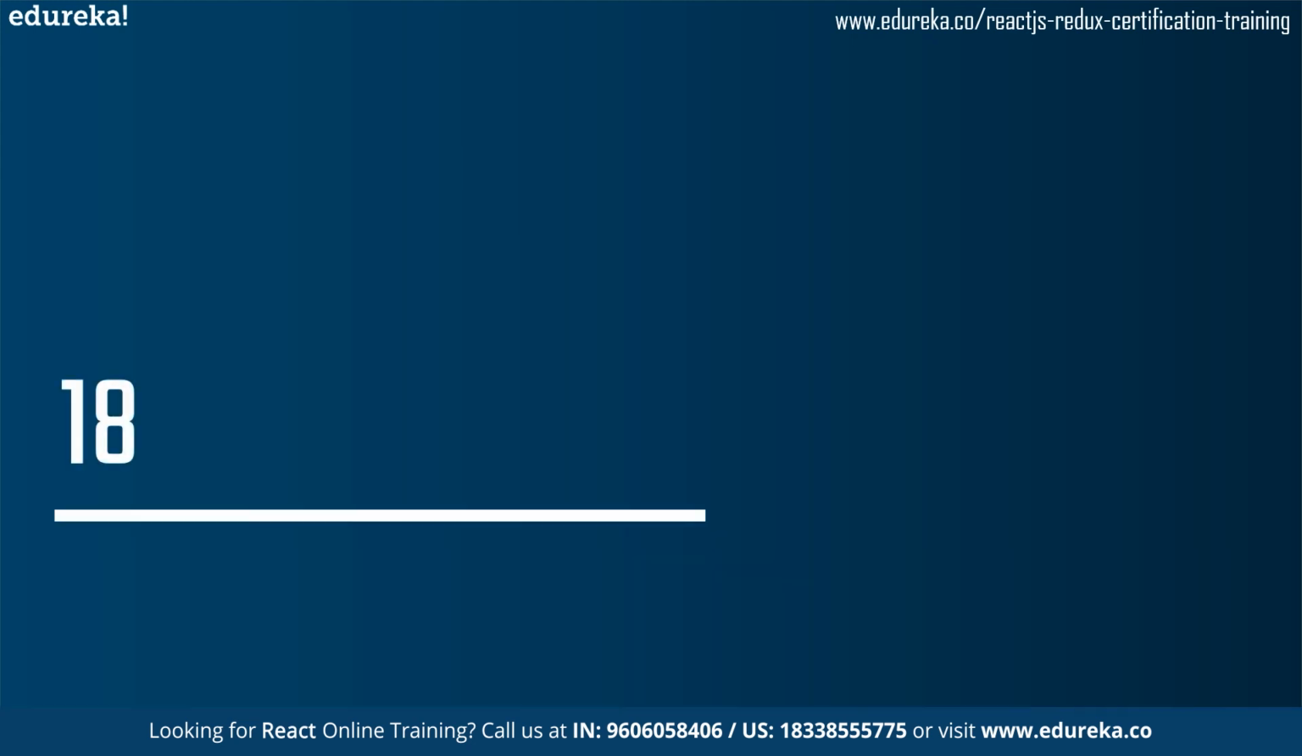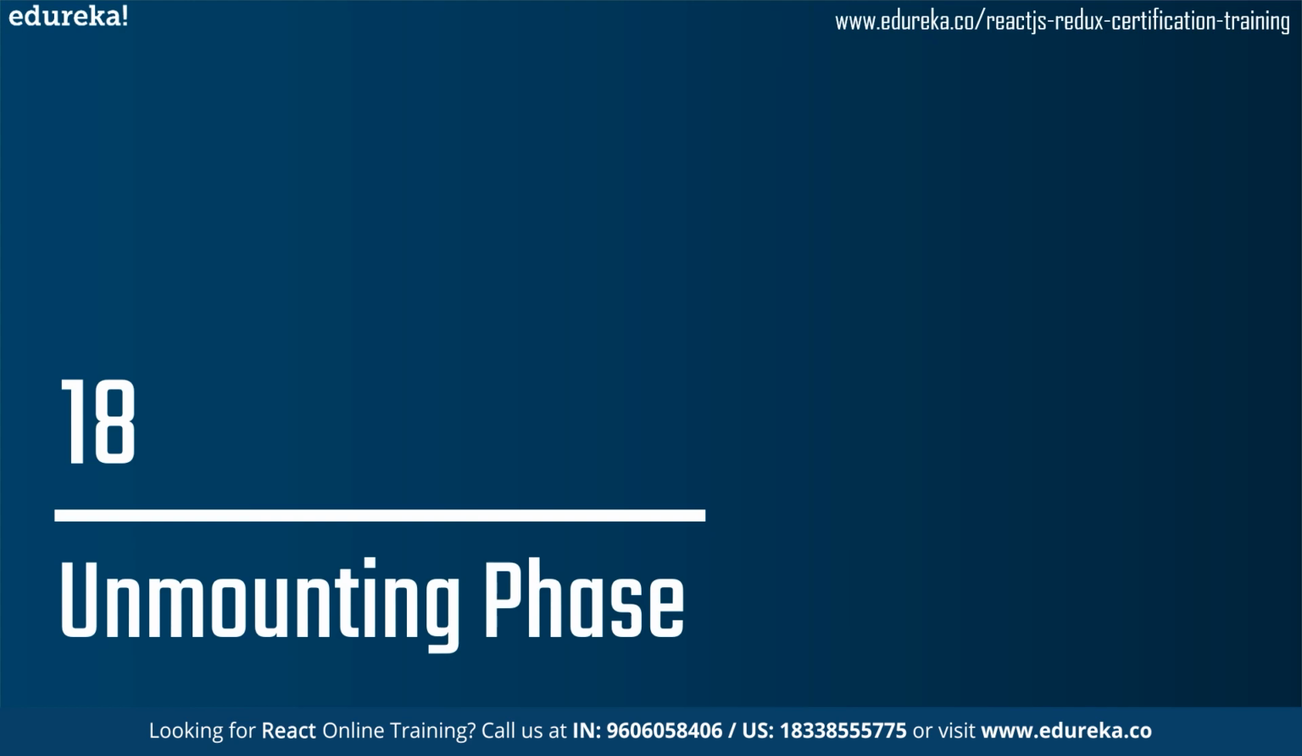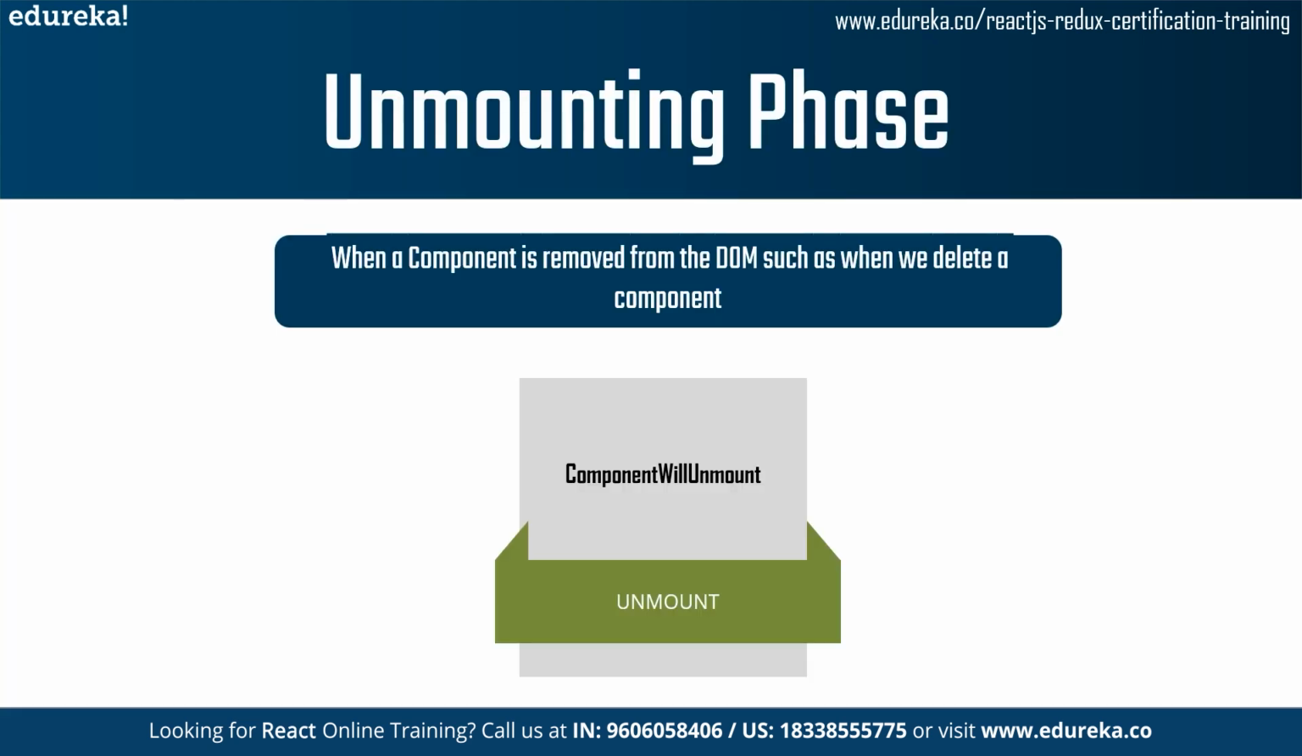And the final phase is the unmounting phase. This unmounting phase in the lifecycle is when a component is removed from the DOM, or unmounting as React likes to call it. Now React has only one built-in method that gets called when the component is unmounted, that is componentWillUnmount. This method is called when the component is about to be removed from the DOM.